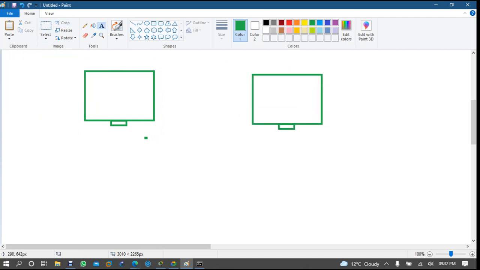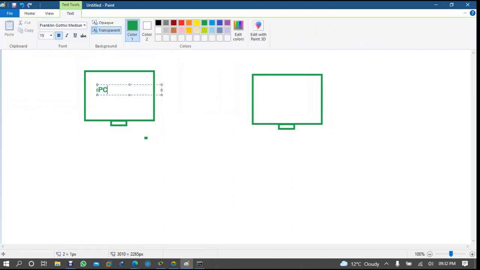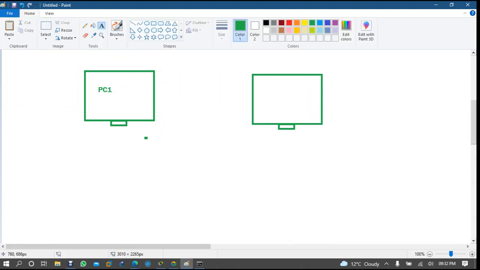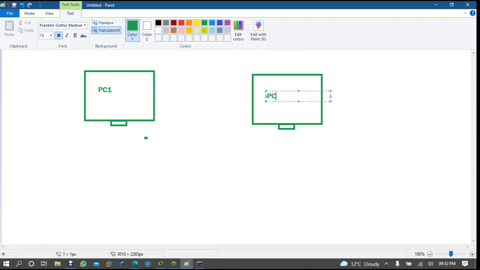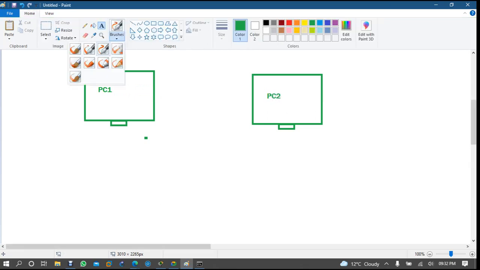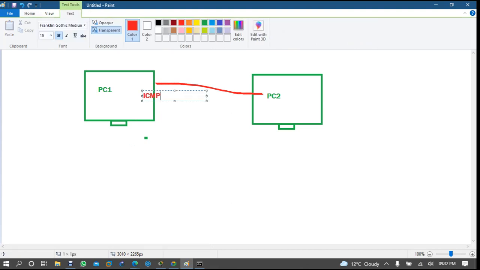This is your PC1, and this is your PC2. When this PC is trying to communicate, it will generate one packet, which is known as ICMP, right? But the ICMP is on hold. Why? Because an ARP packet is created and generated. Why is the ICMP on hold and why is ARP there?